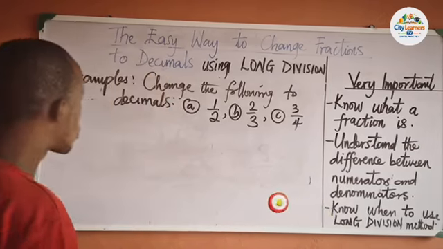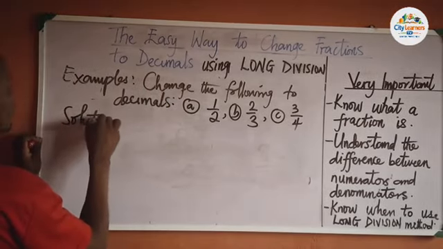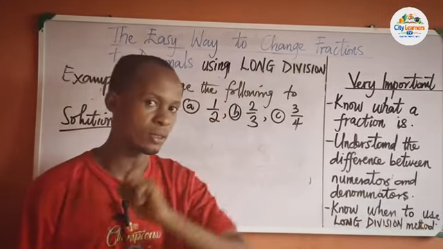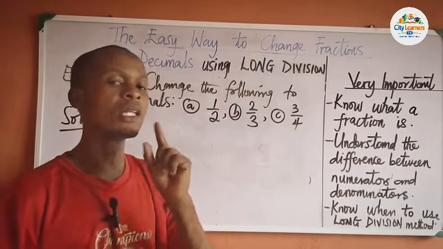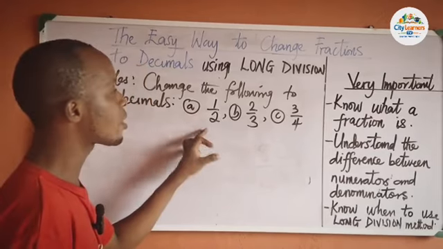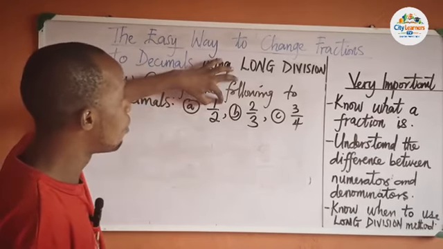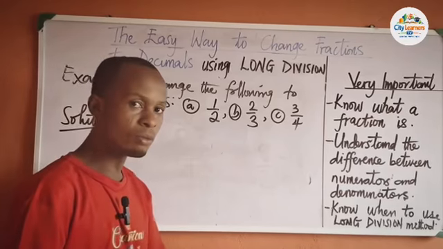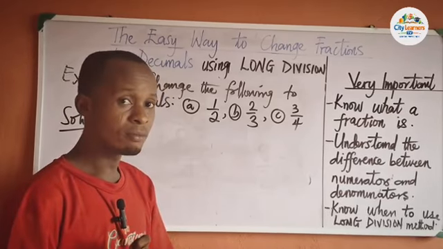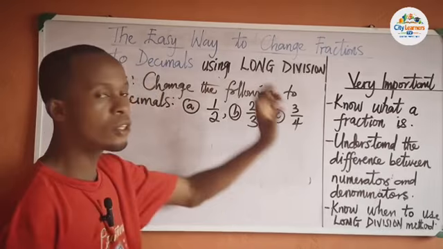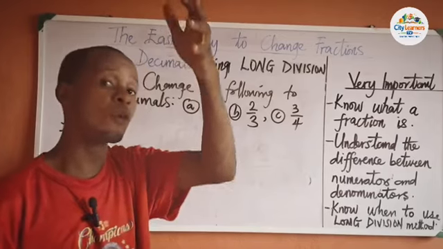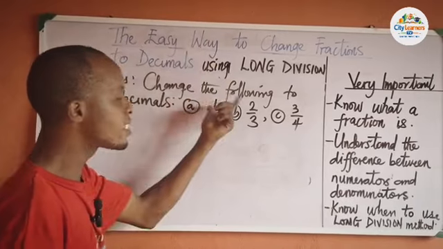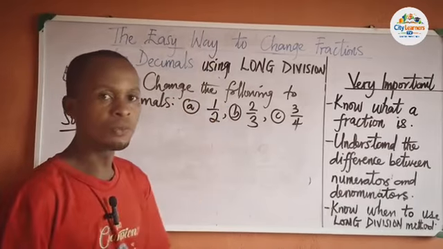Let's proceed. Solution: when should I apply the long division method? I should apply the long division method when, in my fraction, the number above, the numerator, is smaller than the number below. It's very important to know that. I mean that the long division method is mostly useful when the numerator of your fraction is smaller than the number below.